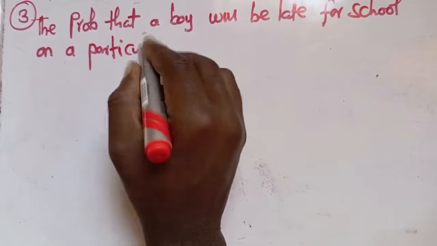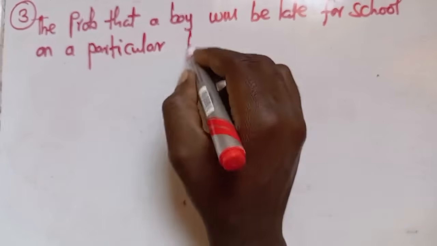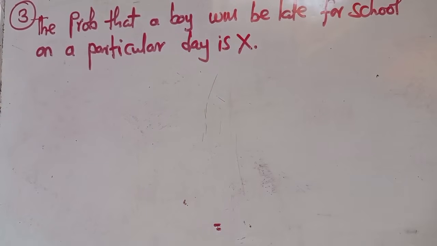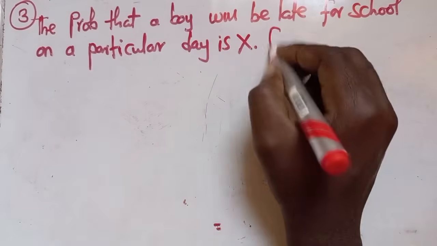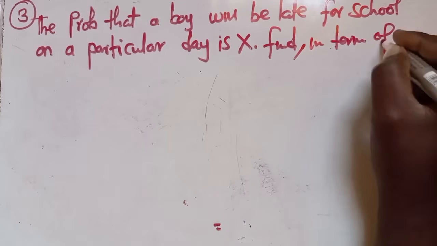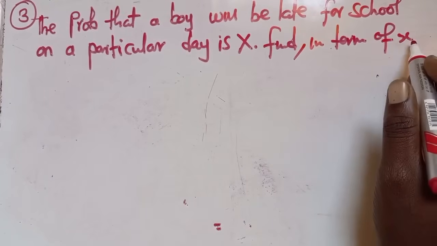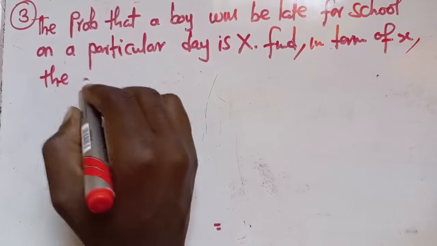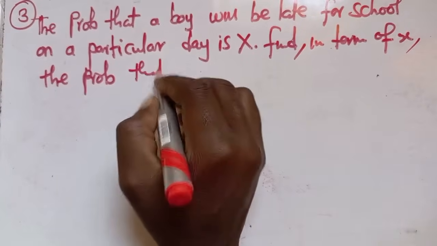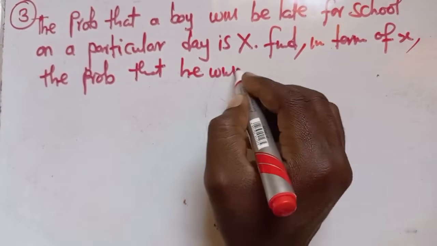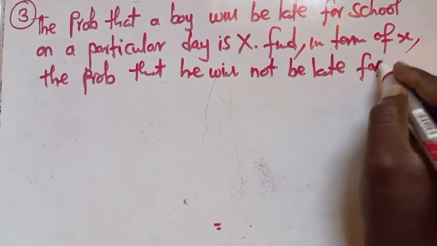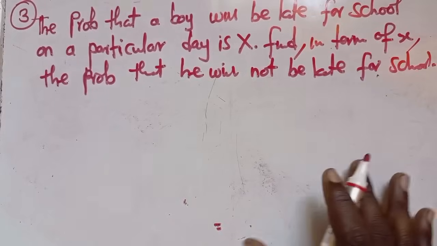Those of you that have been going through exam questions are going to agree with me that you saw this somewhere. They're telling you that it is X. Then they say find, in terms of X, the probability that he will not be late for school. Have you seen the way questions do come?